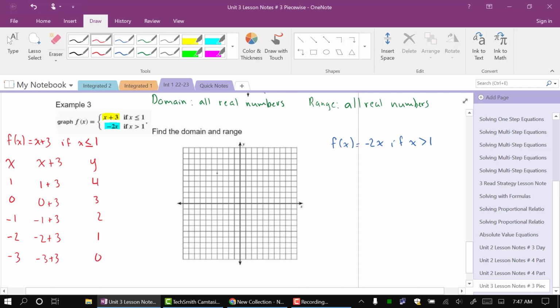So let's graph this out. So the first one's at 1, 4. And again, it's or equal to, so it's going to be a closed circle. Then we have 0, 3, negative 1, 2, negative 2, 1, and negative 3, 0.